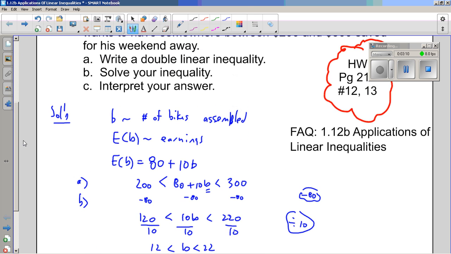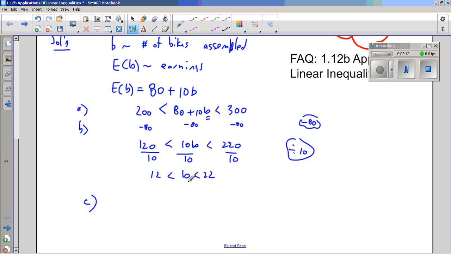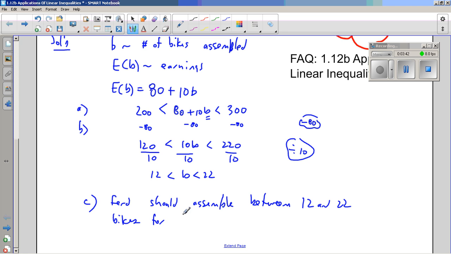Well, what does it mean? Interpret your answer. Well, B is the amount of bikes, right? So how do I interpret this? The amount of bikes has to be more than 12 and less than 22. So Ferd should assemble between 12 and 22 bikes for his weekend away.